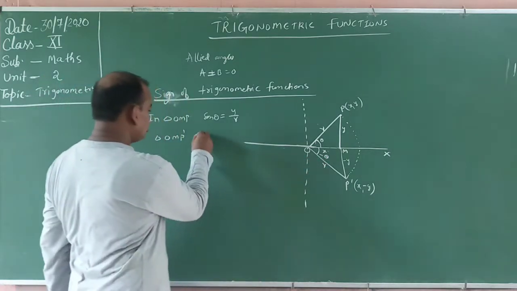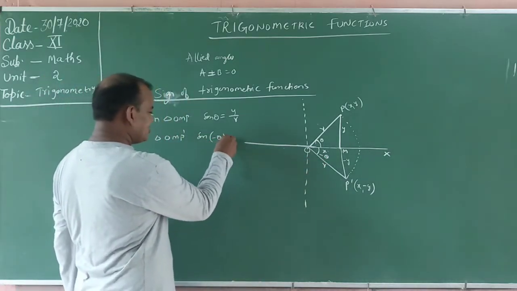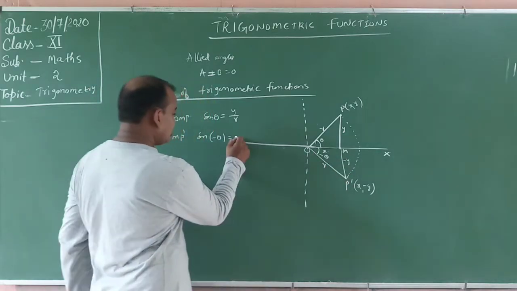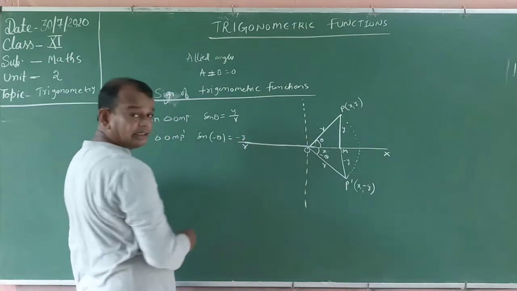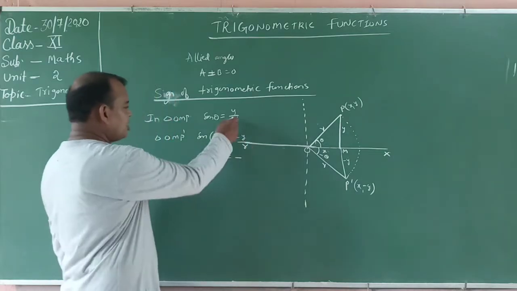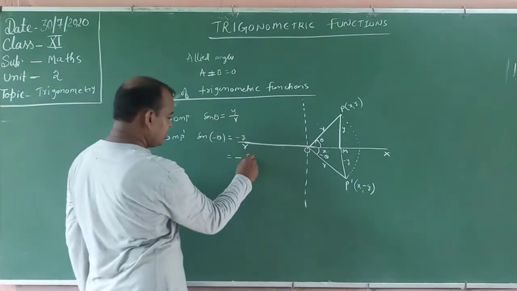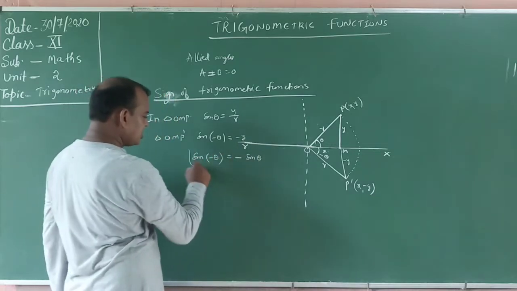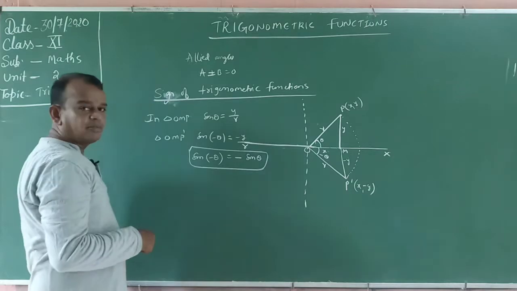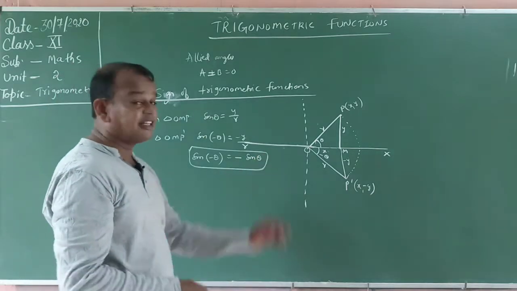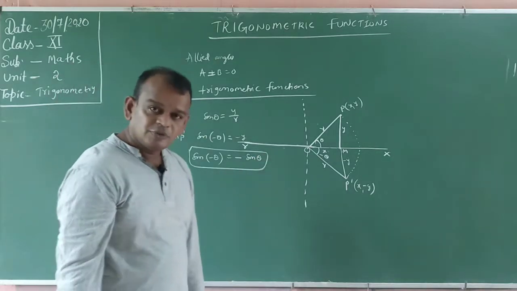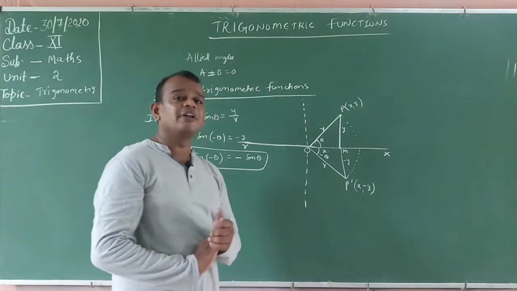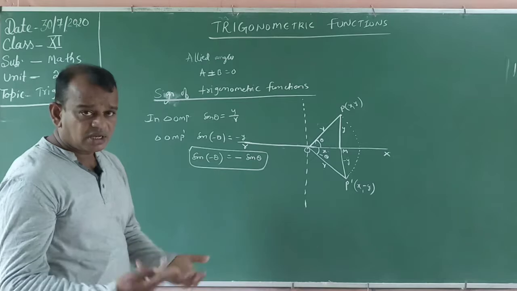Now sin of minus theta, by the definition, is minus y by r. We already found that y by r is sin theta, so that equals minus sin theta. Sin of the negative angle: sin minus theta is equal to minus sin theta. Understood or not? Sin minus theta is 100% minus sin theta. We remember that. Next we will go to cos.